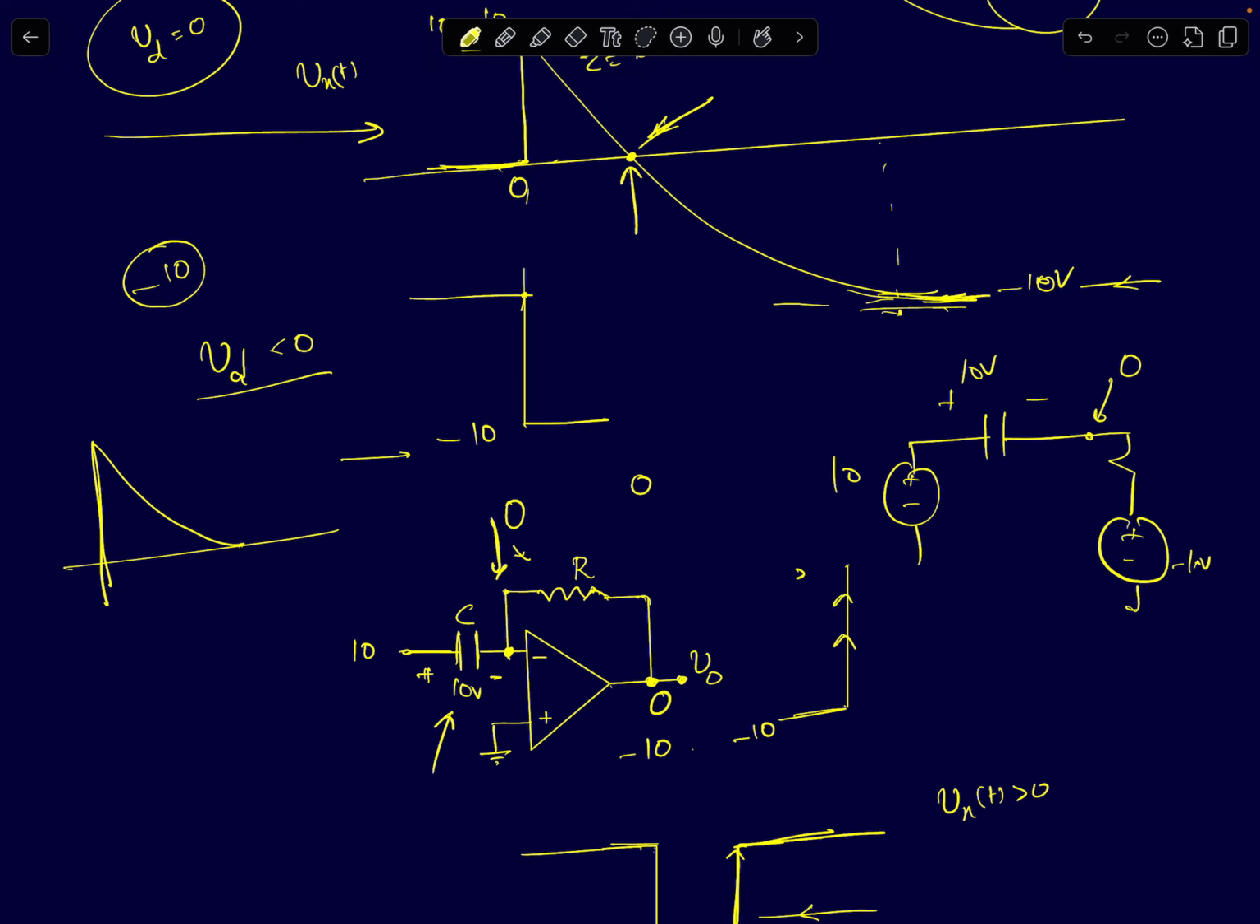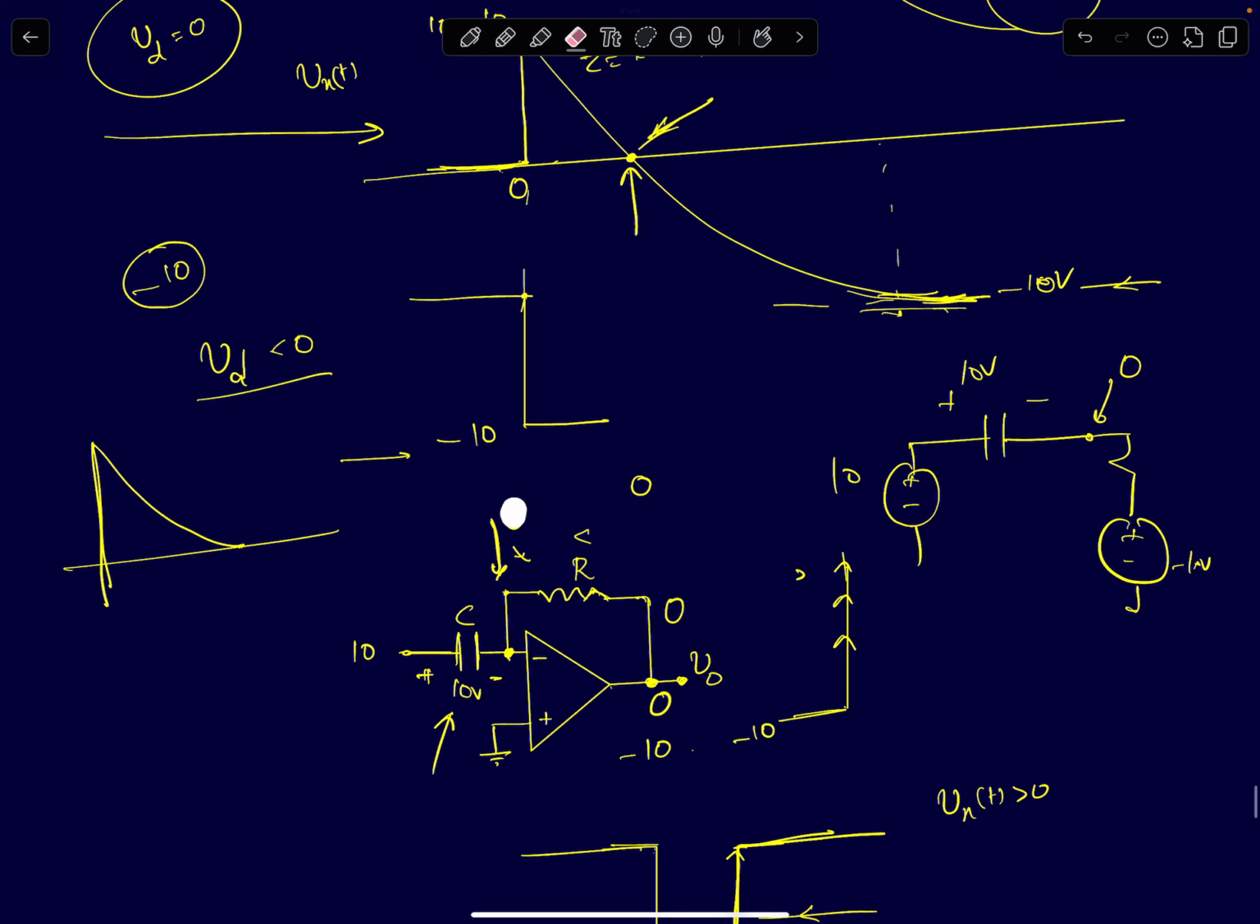As your input is trying to rise, when it reaches 0, what happens to the current in the resistor? It becomes 0, because on one side Vx is still close to 0. It has slightly become negative, but it's still close to 0. The other side is also 0, so the current through the resistor becomes 0. If the current through the resistor becomes 0, the voltage across the capacitor will also remain constant, it won't change anymore.